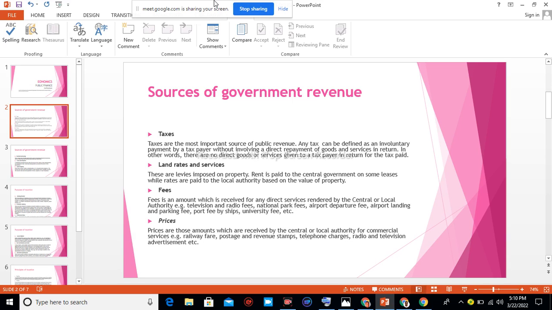The next source of government revenue is land rents and rates. These are basically levies imposed on properties, where rent is paid to the central government while rates are paid to the local authorities, popularly known as kanjo. The next one is fees. Fees is an amount which is received for any direct service rendered by the central or local authority.